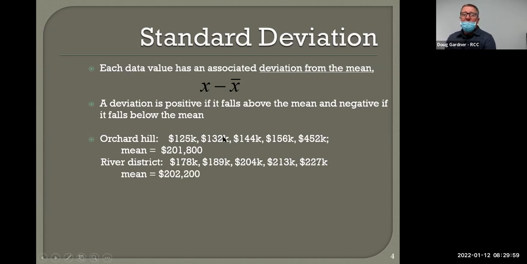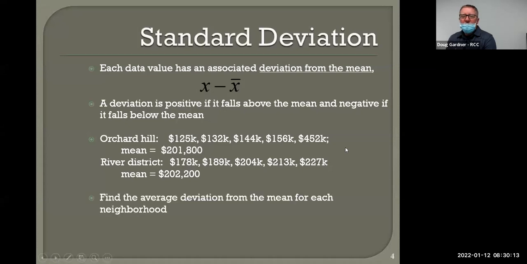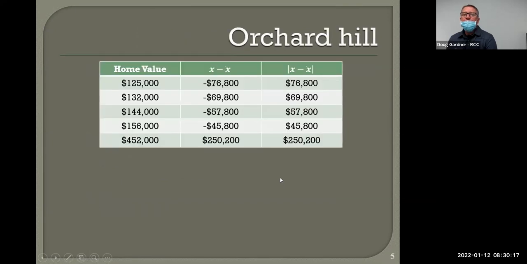Notice River District, its mean. And again, both of these means are approximately the same. Well, notice these deviations right here are going to be much smaller numbers, aren't they? So let's actually go calculate the average deviation for the mean for each neighborhood.